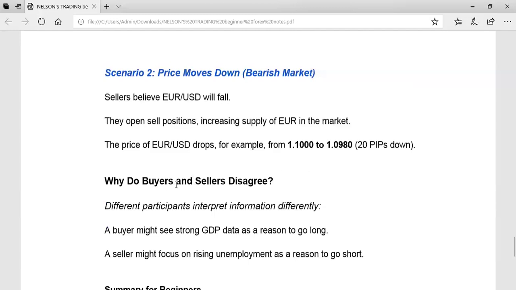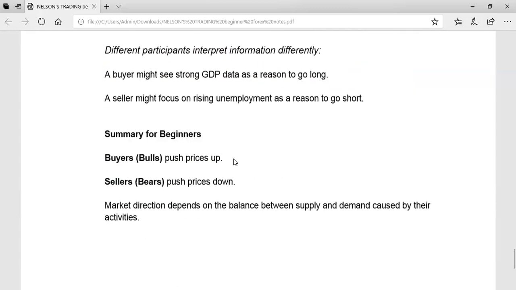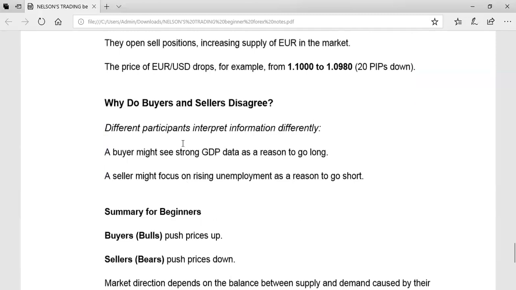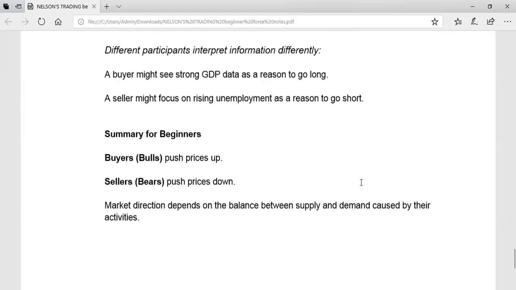So why do buyers and sellers disagree? Different participants interpret information differently. A buyer might see strong GDP data as a reason to go long. A seller might focus on rising unemployment as the reason to go short. That is how it is.